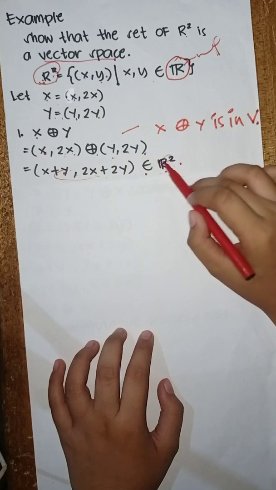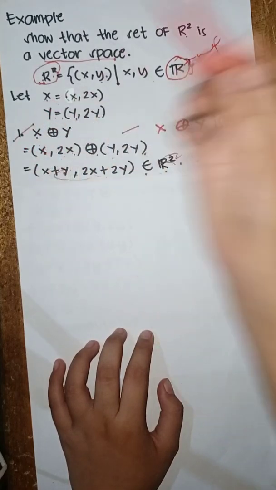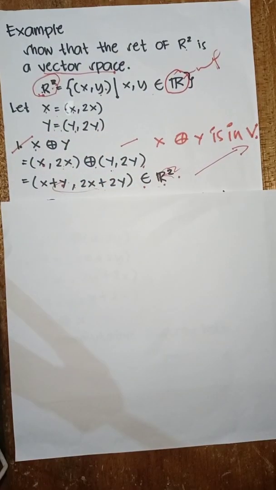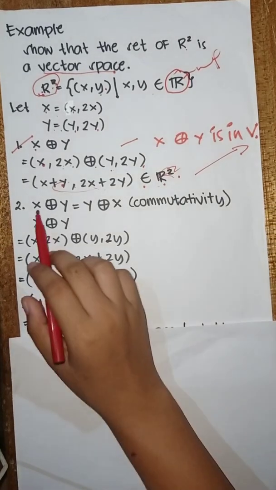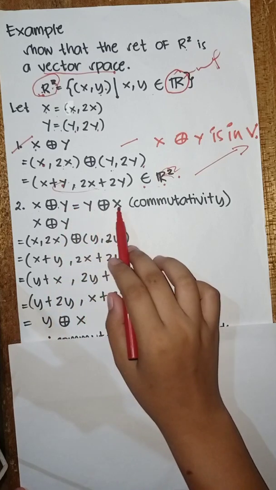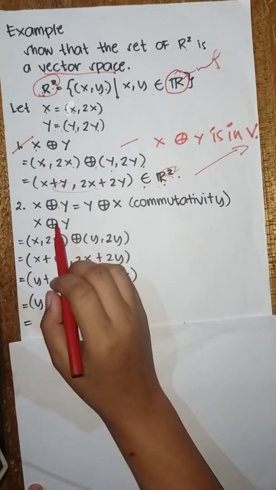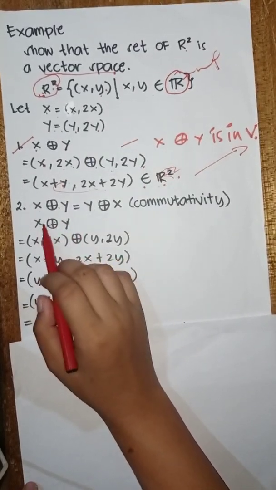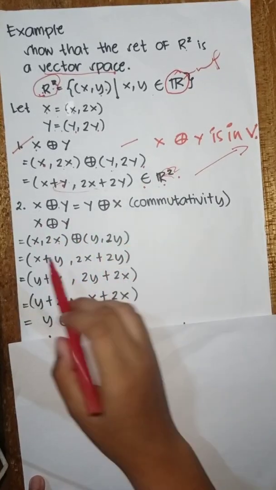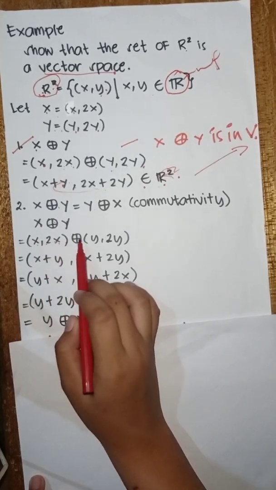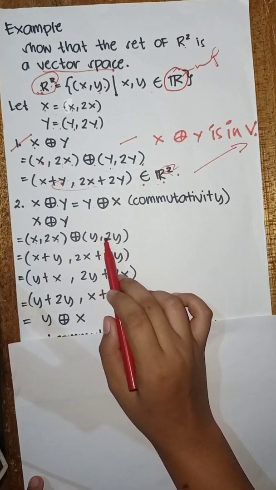Please remember that R squared is our V. So, number 1 axiom is checked. It is satisfied. Now, let's move on to the second axiom. x plus y is equals to y plus x, or simply the commutativity. So, let's have x plus y. The value of x and y is x, 2x, plus the coordinates y, 2y.